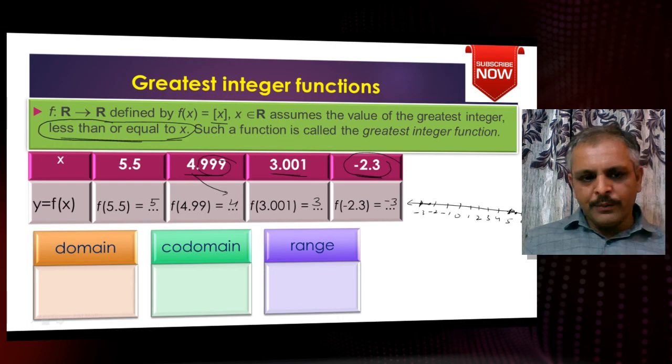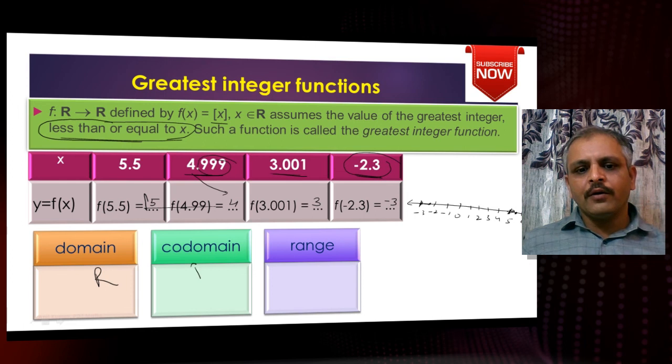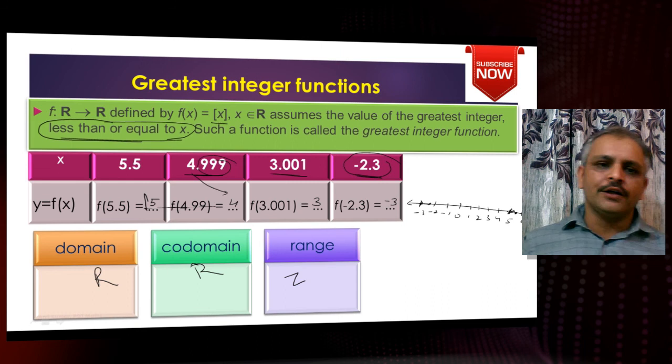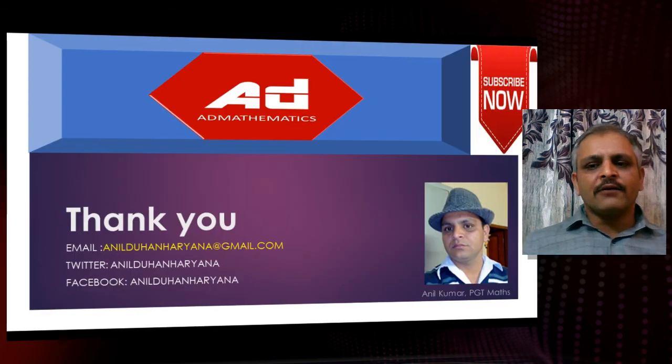So our domain will be all real numbers. The codomain will be all real numbers, but its range will be integers only. So that was about the functions.